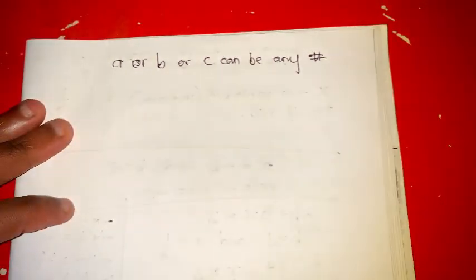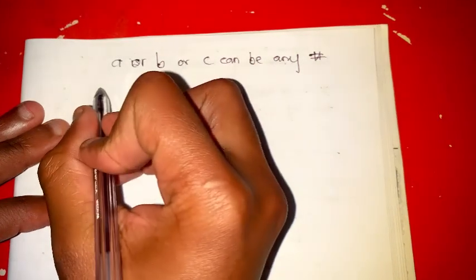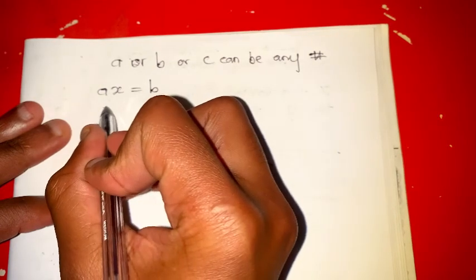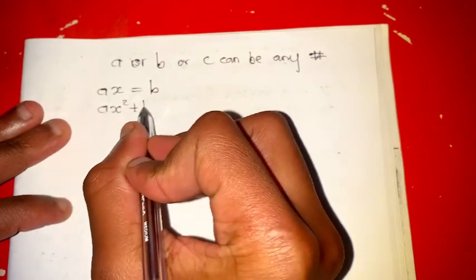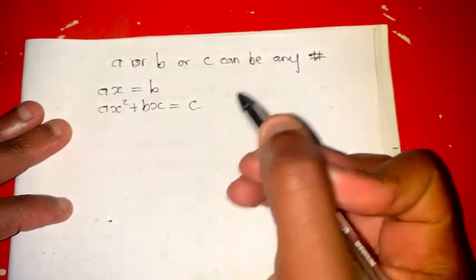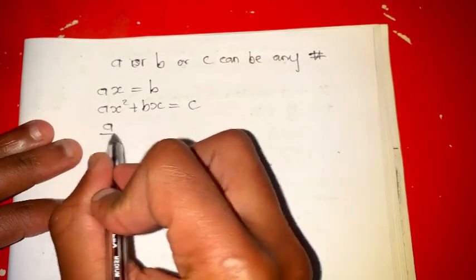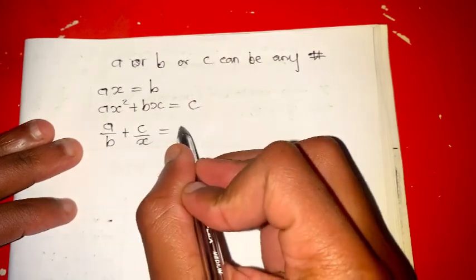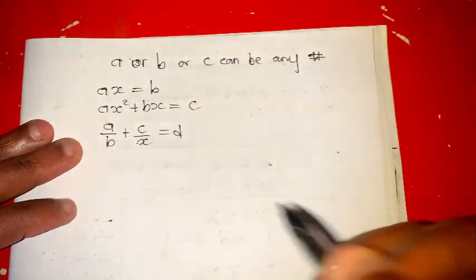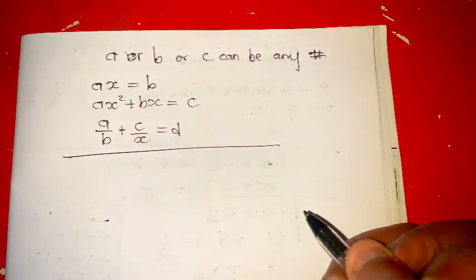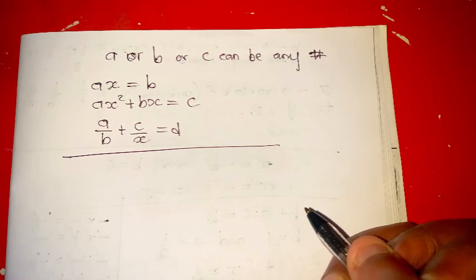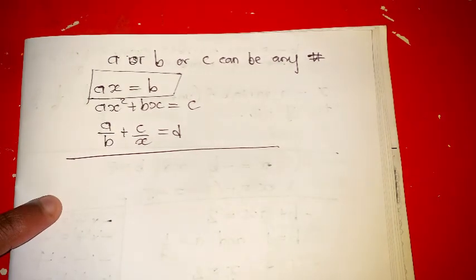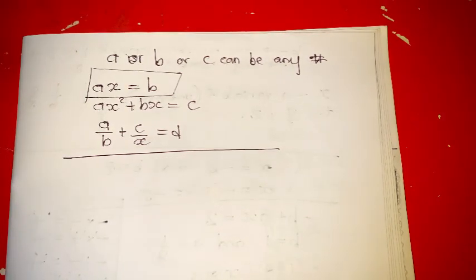the forms in which you'll be asked to solve for x, mostly they are in this form of ax maybe equals b, ax squared plus bx equals c. Whatever form that you're given, a over b plus c over x equals maybe d or 1. Doesn't matter which form you're given, it can be any form, but you just follow the same steps. So now we are going to be focused on these forms, and then we'll look at other forms later in the video.